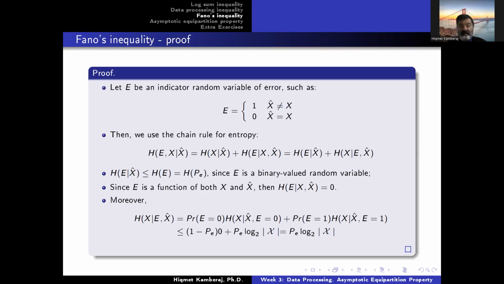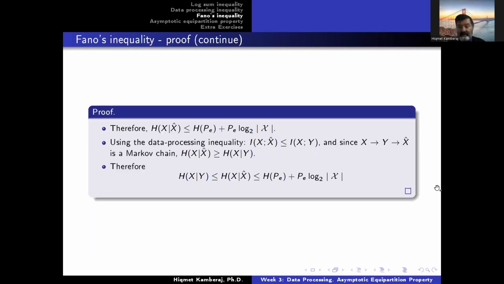Now this is less than or equal to (1 minus P of E) times 0 plus P of E log with base 2 of the cardinality of chi. Since the first term drops because I have multiplied by 0, I am left with P of E log with base 2 of the cardinality of the alphabet chi. Therefore, the entropy of x given x hat is less than or equal to the entropy of P of E plus P of E log with base 2 of the cardinality of chi.